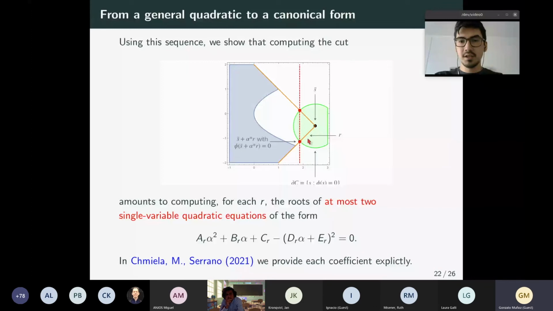In this paper we showed exactly, for each one of these rays emanating from your LP solution, the equation that you need to solve in order to get this point. And we show that it's always a single-variable quadratic equation for each one of these rays. So it's simple to compute, it's very efficient. And we actually provide these coefficients explicitly. So the point being that if you encounter a quadratic and you want to construct one of these cuts that we're advertising, you wouldn't need to do all the work that I just showed you. Essentially, you would just get your ray R, your solution, and then populate the expressions for A, B, C, D, and E, and you would get the cut coefficients.